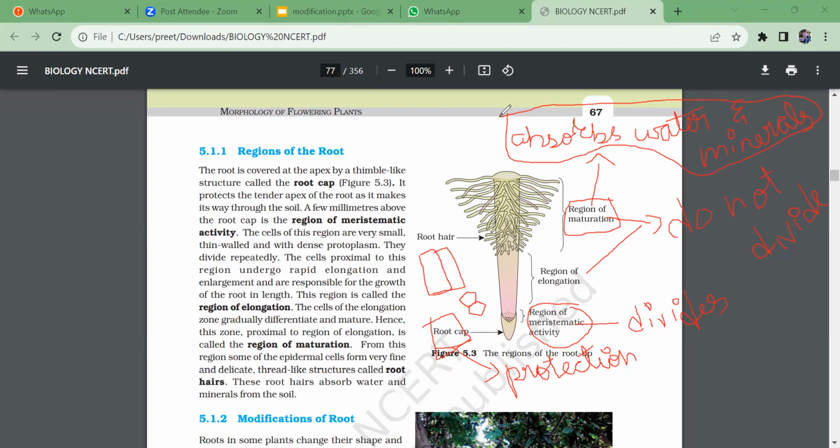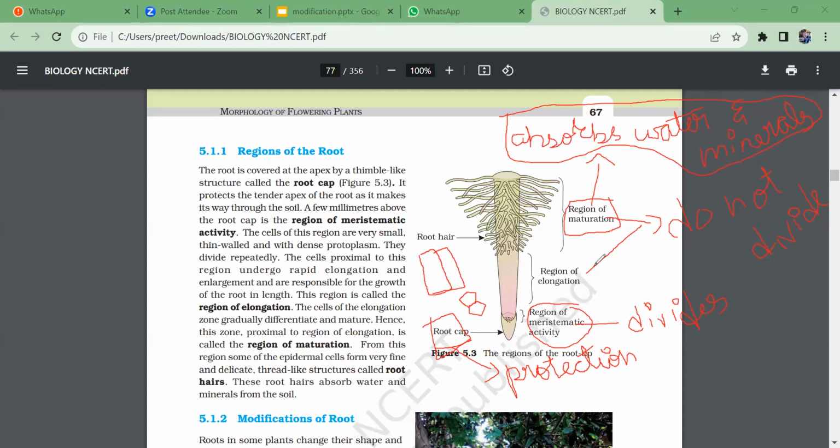What does the region of meristem do? It only divides, making the root longer. What happens in the region of elongation? Here the cells are long. What will happen in the region of maturation? They do the absorption. So in which region does absorption happen in the root? The region of maturation. So absorption of water and minerals occurs only in the region of maturation. These two parts are not doing it.